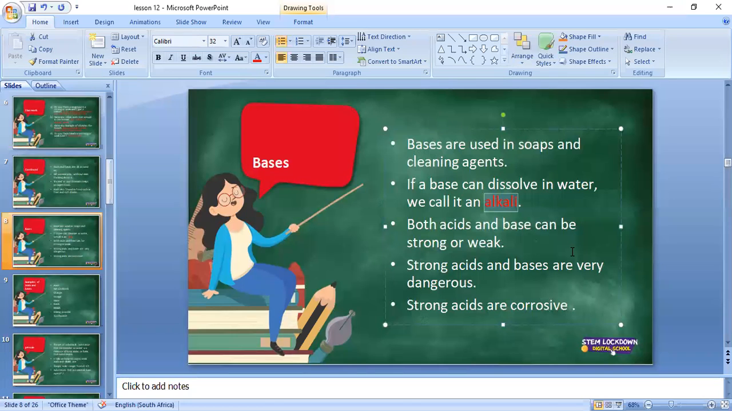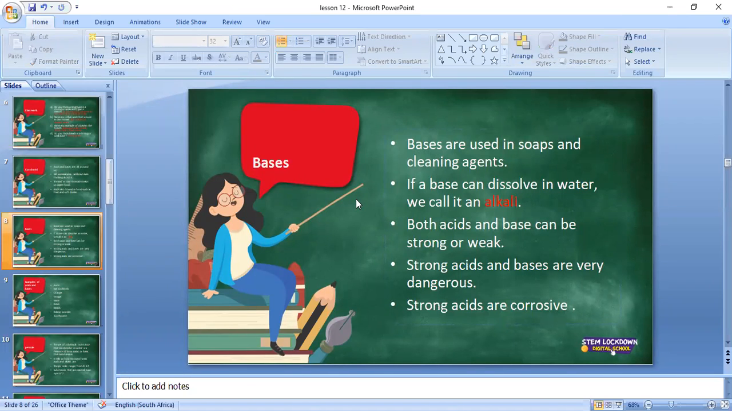Both acids and bases can be strong or weak. So we have strong acids and weak acids, and strong bases and weak bases. Strong acids and bases are very dangerous, regardless of which it is. Strong acids are corrosive, which means they are damaging. What is an alkali, grade 9? An alkali is a base that can dissolve in water. You know that now.